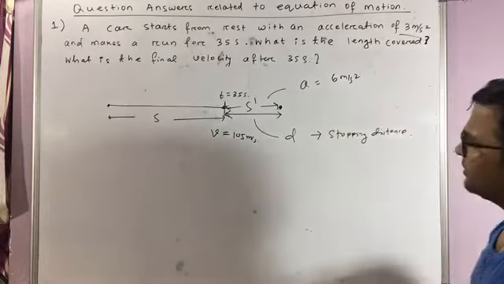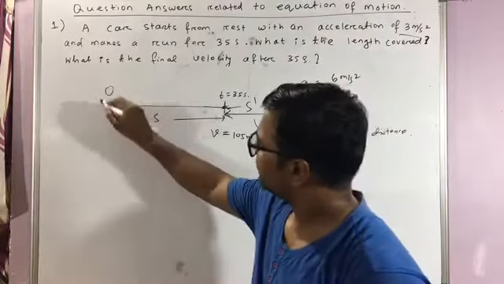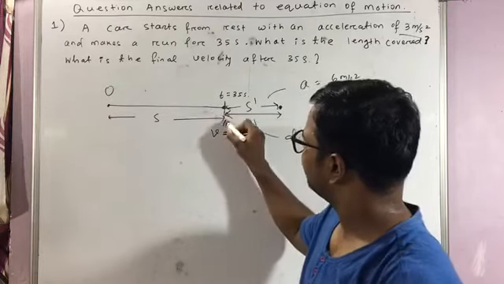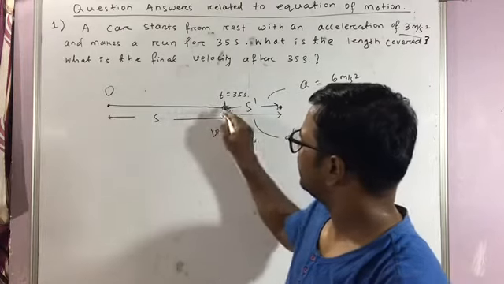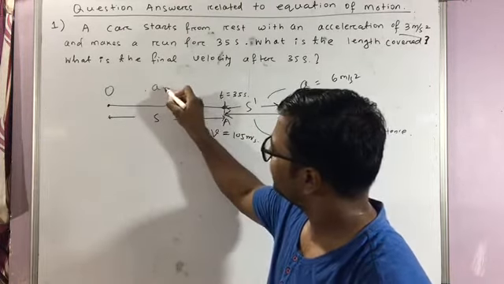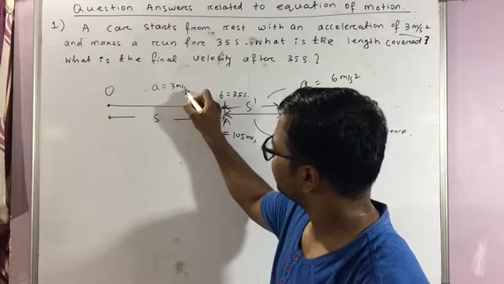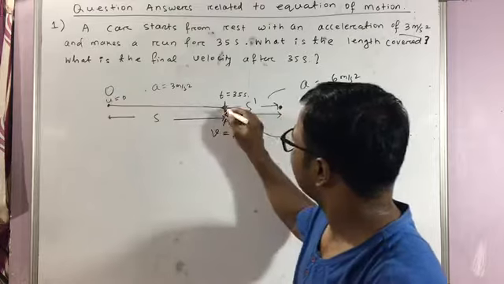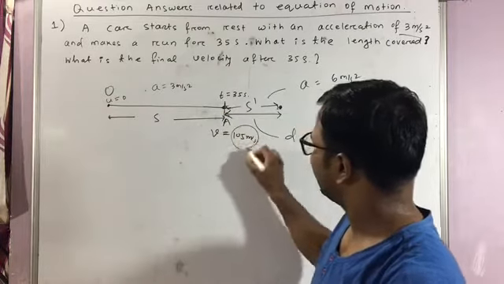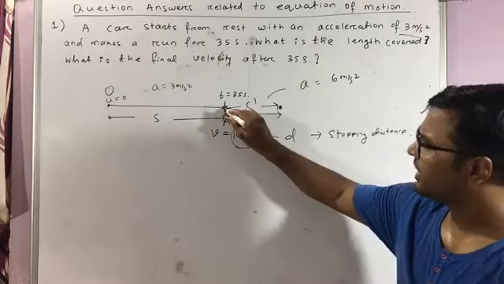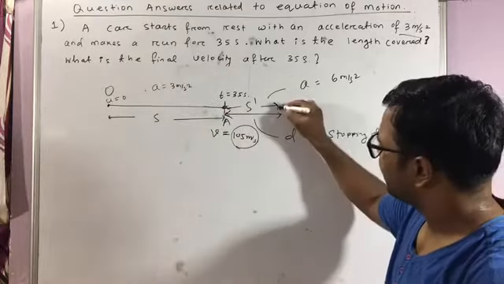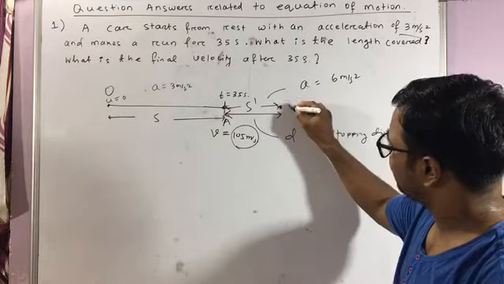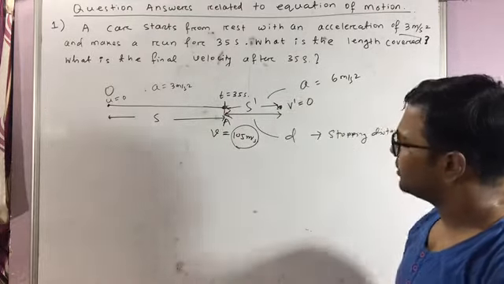Try to understand here. From this point to this point, let's say the point is A. From here to here, the car accelerates at 3 meter per second square. Here the speed is 0 and here the speed V is 105 meter per second. At this point the car applies brake, and at this point it comes to a stop, so here the final velocity is 0.